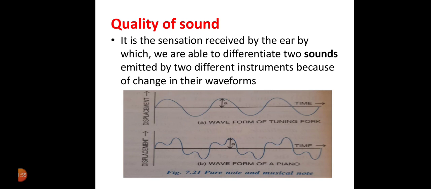Take an example of a tuning fork. First graph which is shown here is tuning fork. Tuning fork is producing one waveform. Take an example of another instrument, that is piano. It produces different irregular waves. Different sounds are produced by this piano. So the first graph is the waveform of tuning fork. The second graph which is shown is a waveform of piano. So this is what a quality of sound.